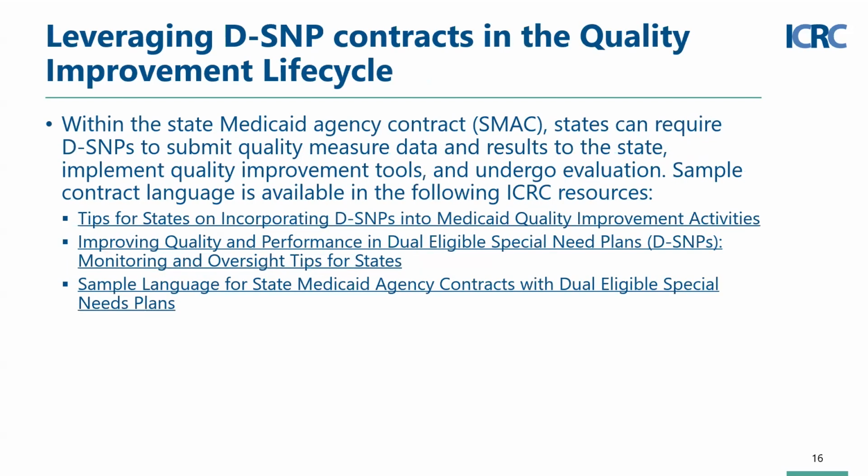As described earlier, states can leverage their SMACs to pursue their quality improvement goals. For example, states can use their SMACs to require D-SNPs to submit quality measure data and results to the state, implement quality improvement tools, and undergo evaluations. Sample contract language is available in the ICRC resources linked on this slide.